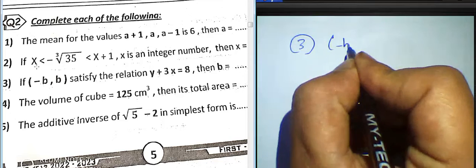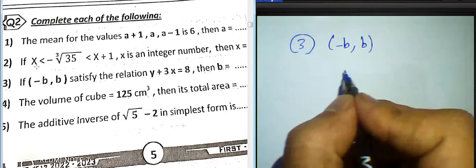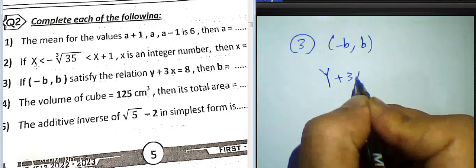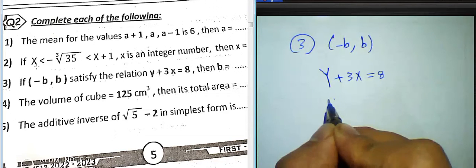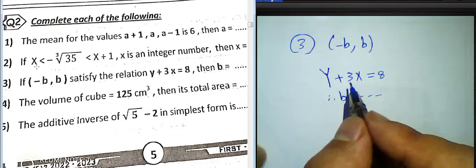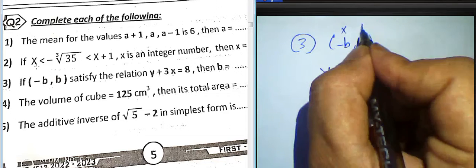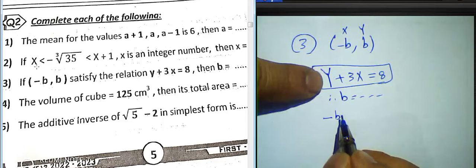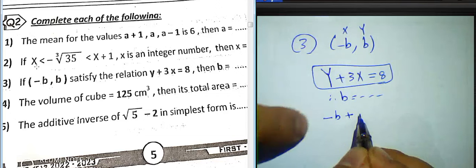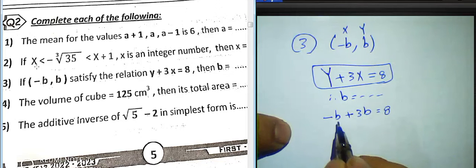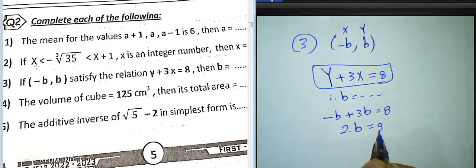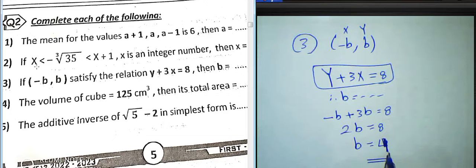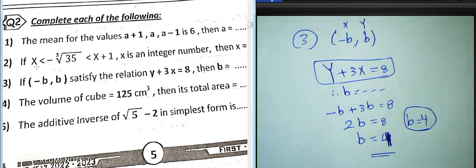If a and b satisfy the relation y plus 3x equals 8, then b equals what? Let x equal negative b and y equal b in this equation. Then we can write b plus 3x, negative 3b, equal 8. Negative b plus 3b equals 2b, so 2b equals 8. We divide by 2, then 8 divided by 2 equals 4. Then b equals 4. That is question number 3.